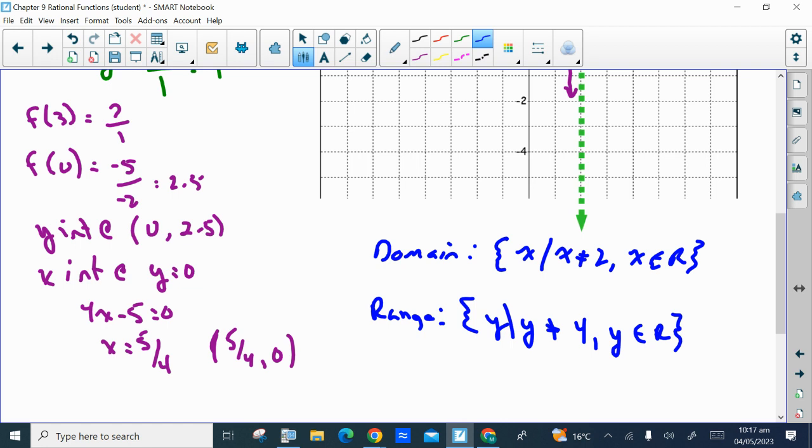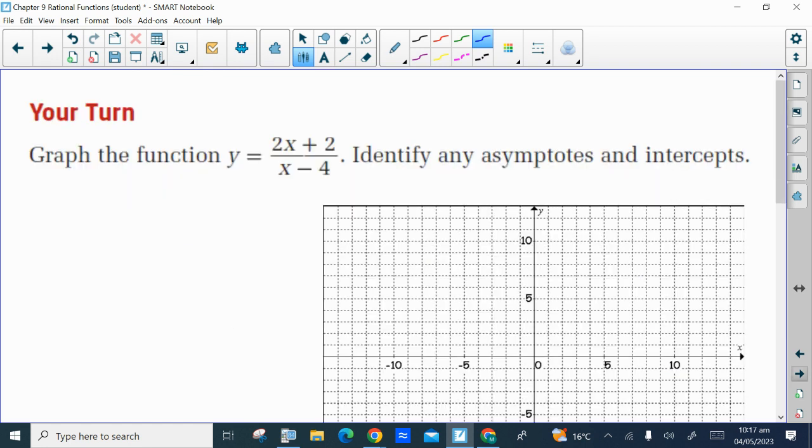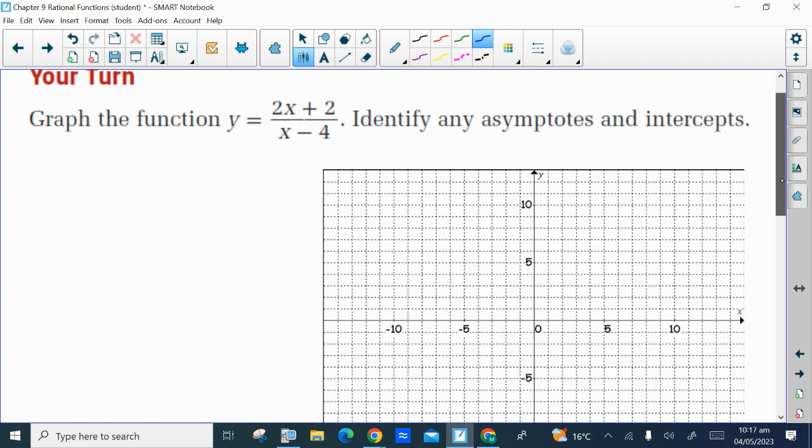All right, so there's that graph. So for this next one, we'll graph it the same way, starting first with our restriction on x. X cannot equal 4, so that's where our vertical asymptote is.